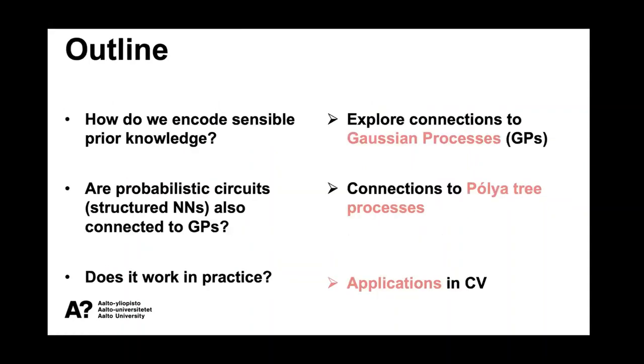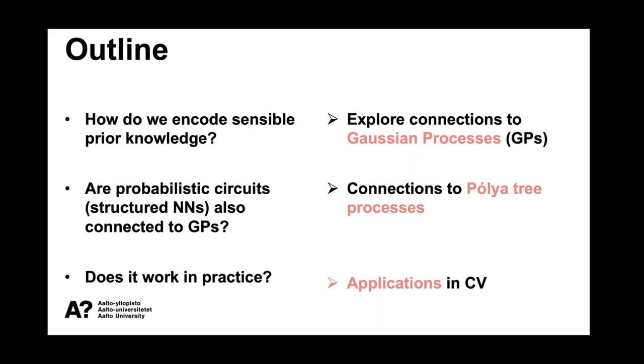And so a short outline of what I'm going to talk about. I'm going to talk about three things, more or less. The first one is the question of how we can encode some sensible prior knowledge into all of this if we have this machinery and some nice tools for approximate inference. And one way to do that is by looking at the connection to Gaussian processes. And that allows us to understand what behavior those priors induce if we choose them in a specific way.